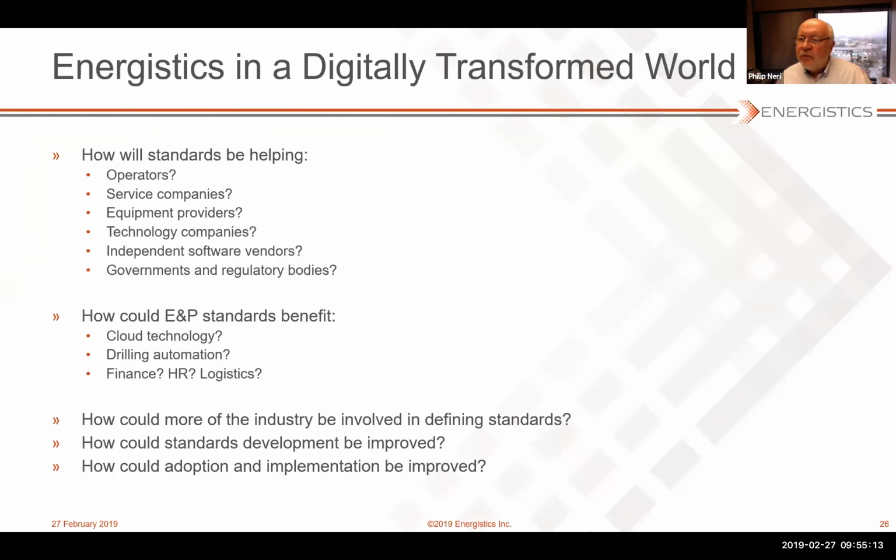So we have a question. Do you have a demo of end-to-end WITSML implementation?